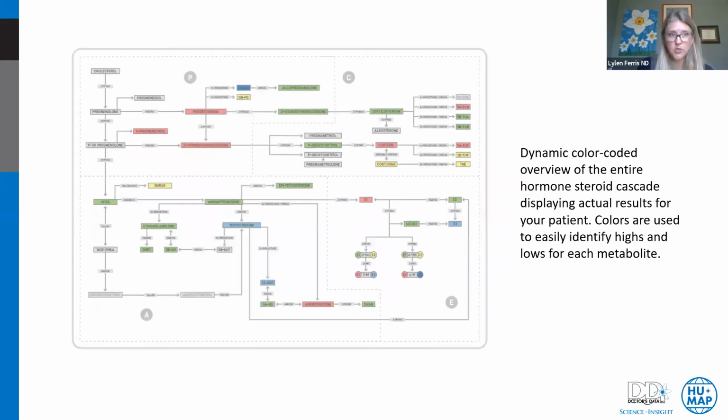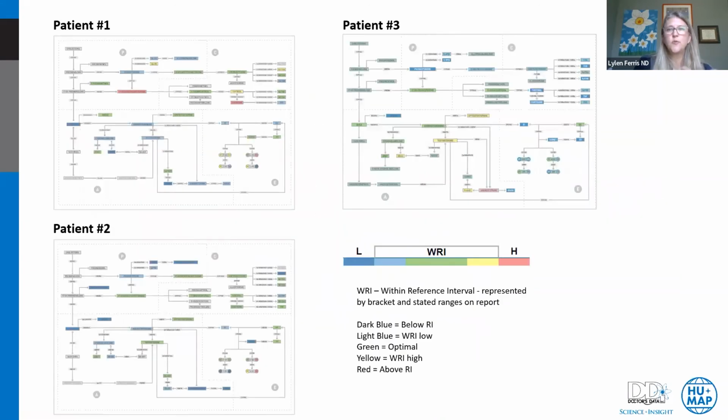Now here is page 2 of the report. This is where we're able to see the entire steroid hormone cascade. Now this is also dynamic and color-coded because it's displaying your patient's actual results so that at a glance, you can see markers that are high and markers that are lower. And here we see 3 different patients, each with colors that correspond to their individual highs and lows.